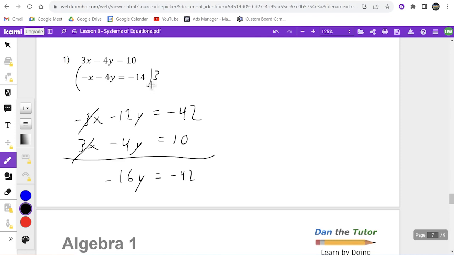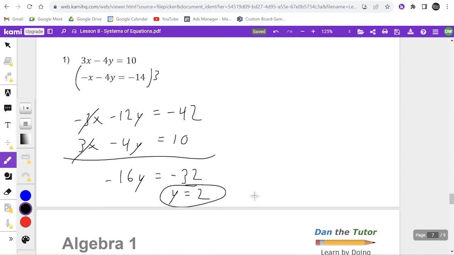Don't you have to subtract like negative 42? Oh my god. Yeah, I didn't subtract the 10. Terrible. Yeah, that's why. Negative 42 plus 10 is negative 32. This makes sense. Y equals positive 2 when you divide by negative 16.